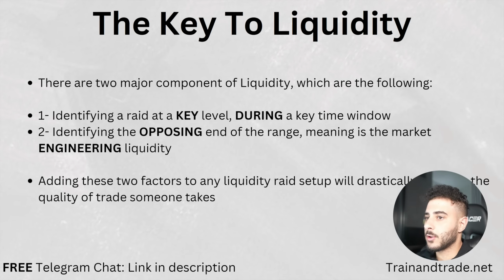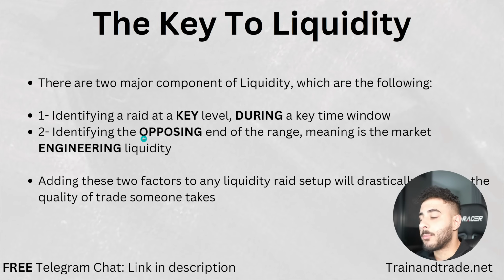Now, the key to liquidity. There are two major components of liquidity, which are the following: number one, identifying a raid at a key level during a key time window. So if we're coming into a daily level like a fair value gap, or maybe a weekly order block, and then we pair it on the lower time frame where there's a specific entry model that we're looking for during, let's say, the London Open or the New York Open, those are scenarios where I love to look for trades.